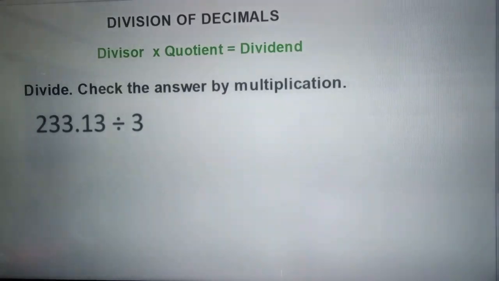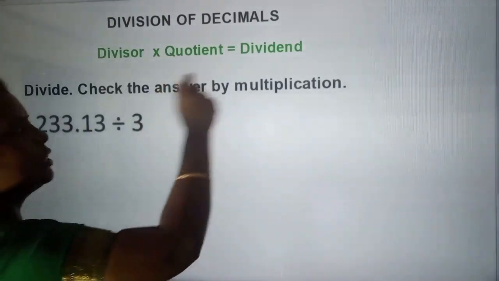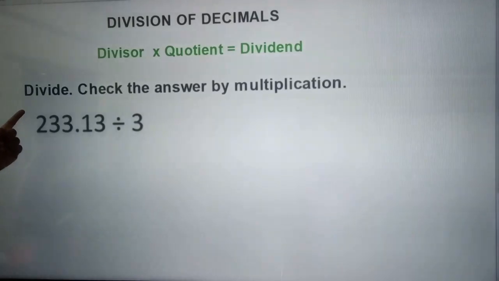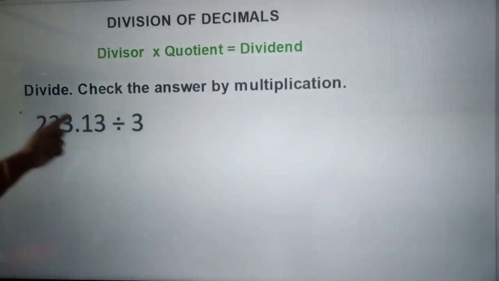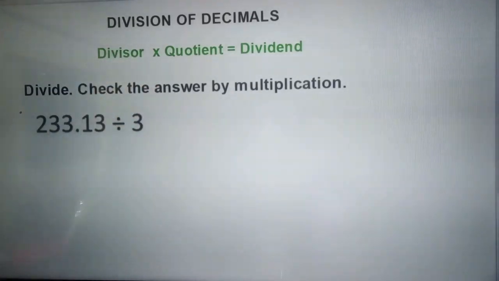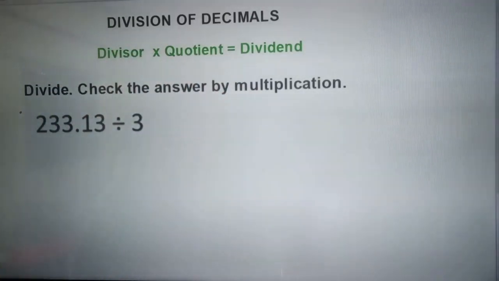What is the formula for division, ma? The division rule is there, no? Divisor into quotient is equal to dividend. Why are you using this? Because we are going to do the division and check the answer by multiplication. For this, the rule is very important. That is, divisor into quotient equal to dividend.